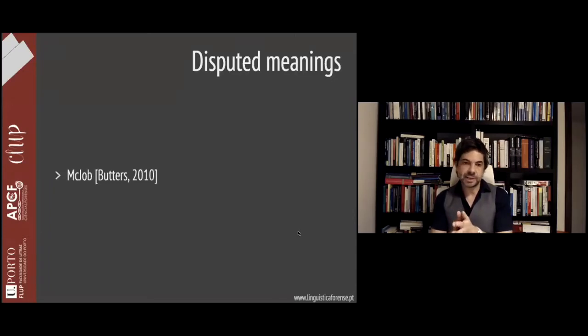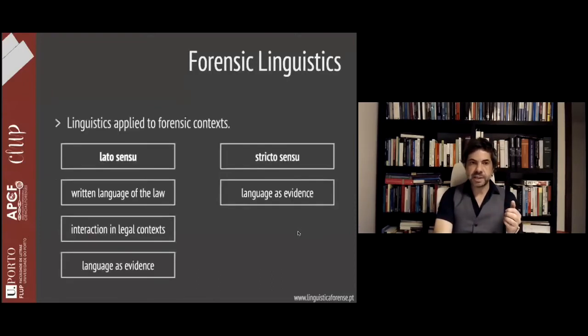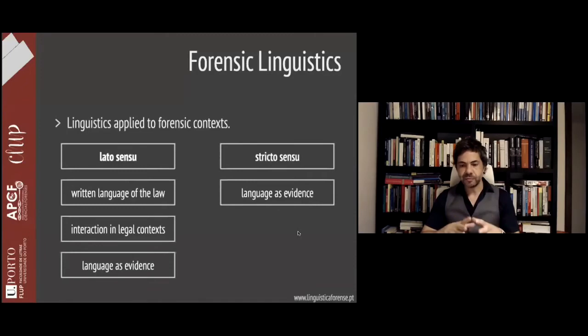Lexicographers, just as well as corpus linguists, are very good at it. So this is a very interesting approach to meaning. But what is all this about forensic linguistics? Forensic linguistics is basically, and put very simply, linguistics applied to forensic contexts. Forensic linguistics consists of applying linguistic analysis, whatever part of linguistics we're talking about, to forensic contexts.